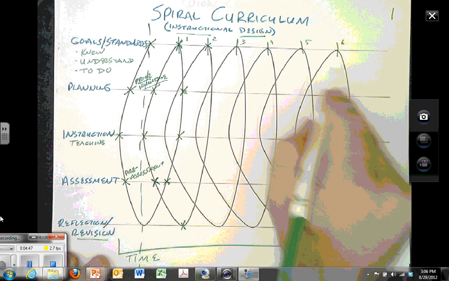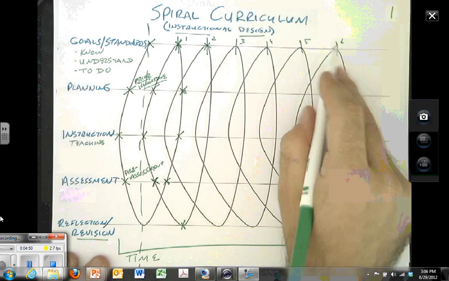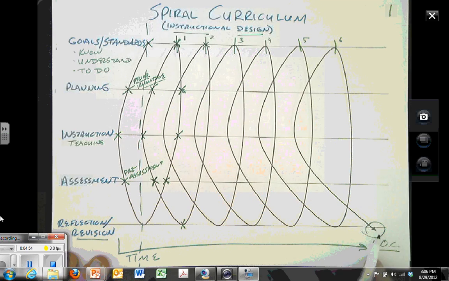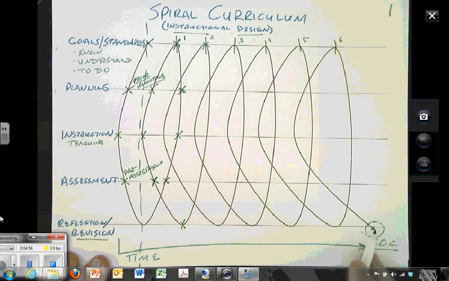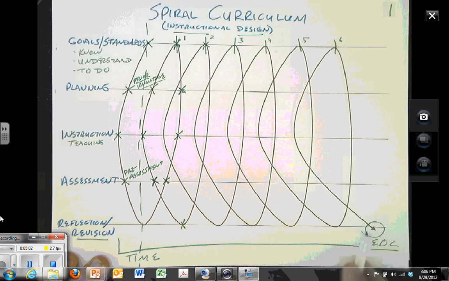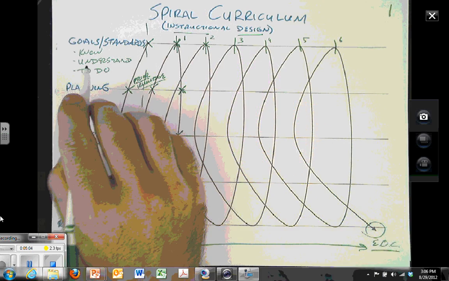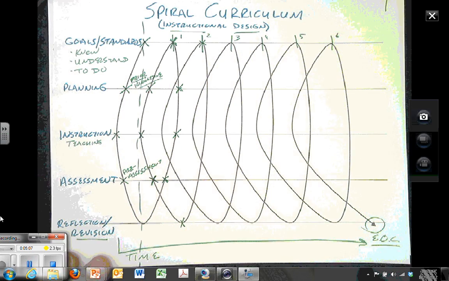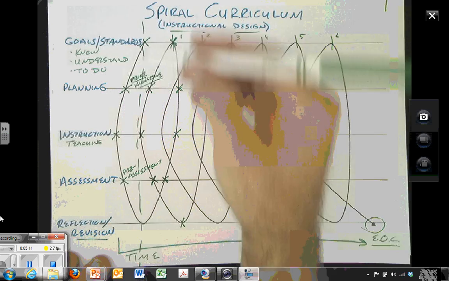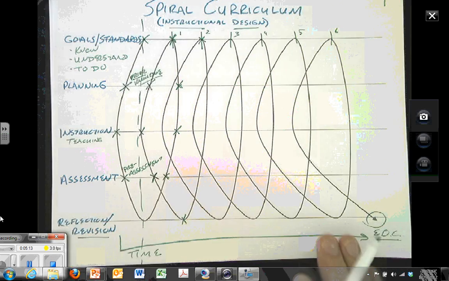Unit 6 then would be the culmination of all. Everything has led to this, because at the end of the course they need to be able to move on from the 7th to the 8th grade, from the freshman year to sophomore year, from senior year into college or even into career, being able to do, understand, and know the things that the course had set out for them. So this is how things continually build upon one another in the spiral curriculum.